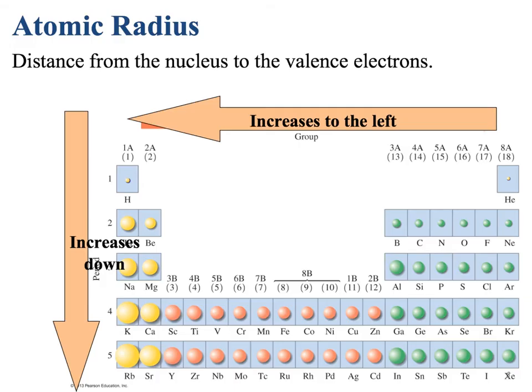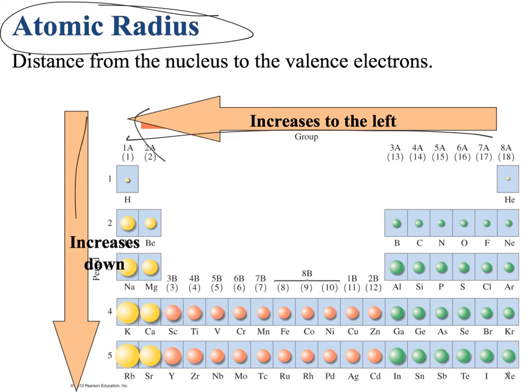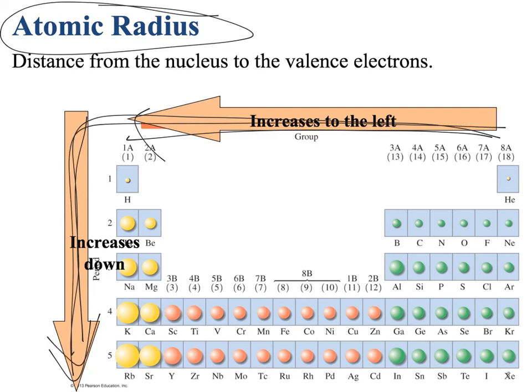The next trend that we're going to discuss is the atomic radius. The atomic radius is the distance from the nucleus to the valence electrons. It increases in this direction and it decreases in this direction. Alright? So, by looking at that and knowing the trend, we can answer the next question.